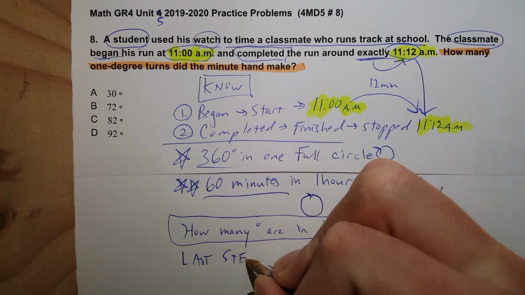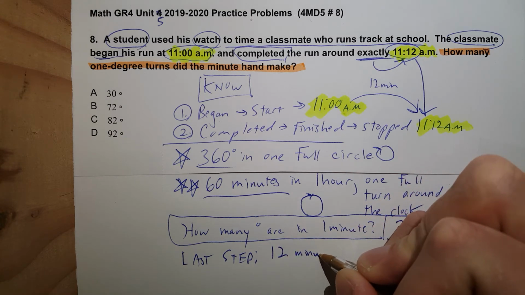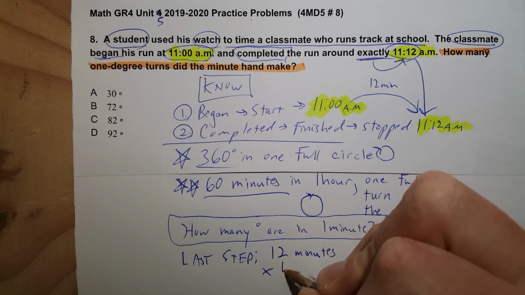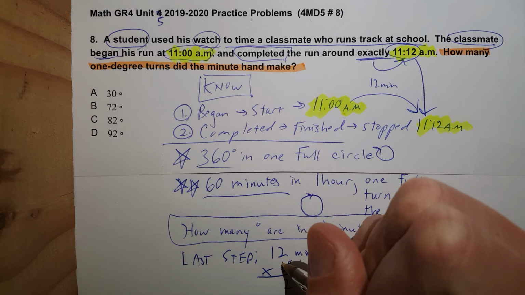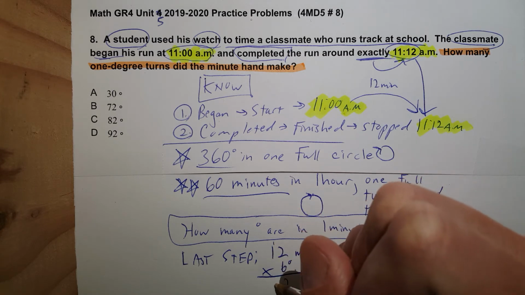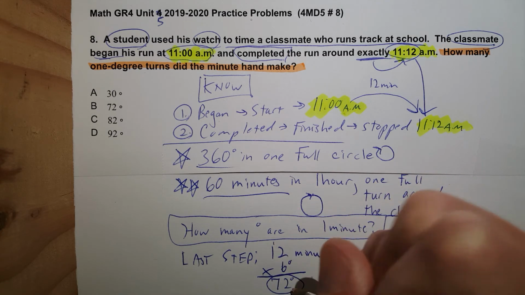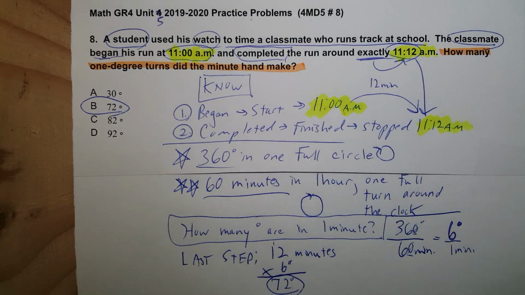Last step. You take 12 minutes times 6 degrees. Remember, it's 6 degrees for every minute. 6 times 2 is 12. Carry the 1. 6 times 1 is 6 plus the 1, 72 degrees. There it is. Number 8 answer is B.